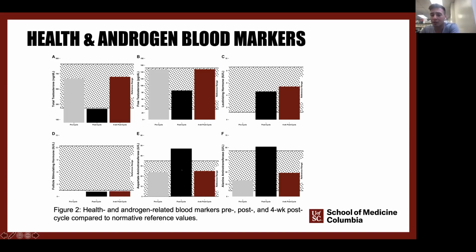And when we're looking at liver enzymes, they're above the clinical reference range on cycle, indicating there's some degree of liver toxicity from these compounds. Again, this is orally administered, so it has to go through first pass of the liver in order to be metabolized. And post-cycle, they do come back down to normative values.